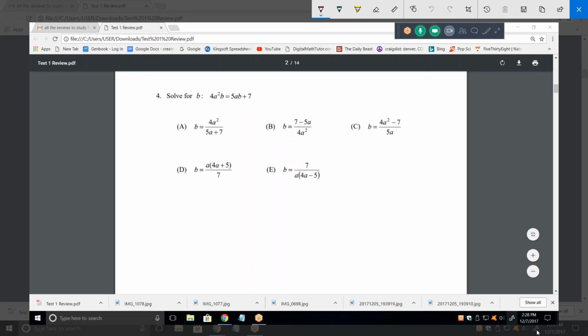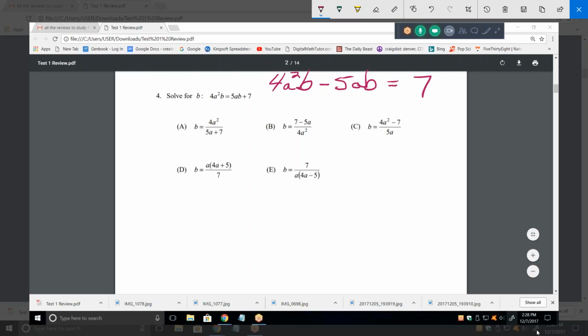Am I going to take everything to the right, or am I going to take everything to the left? By everything, I mean the terms with B in them. Take them to the left. Okay, what's that leave? 7 on the right. What's it leave on the left? 4a squared b minus 5ab. And it leaves 7 on the right.